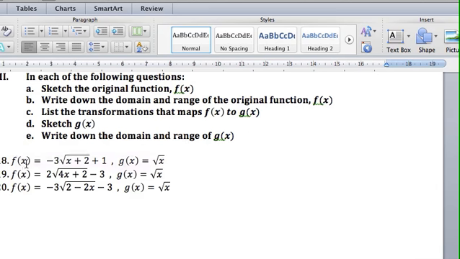Okay, so if you observe, what we're really doing is we're going from almost like a transform function back to the parent or the original function, which is square root of x. So think of it backwards. If we had to go from g of x to f of x, we'd have to do a reflection across the x-axis, vertical stretch by 3, to the left 2, and then up 1. Okay, so instead of just following this, I'll just kind of write down how we do this.